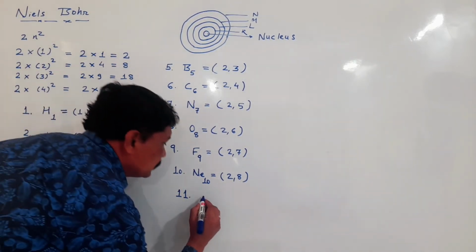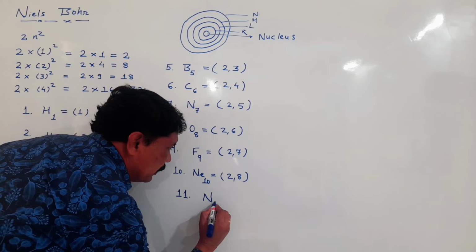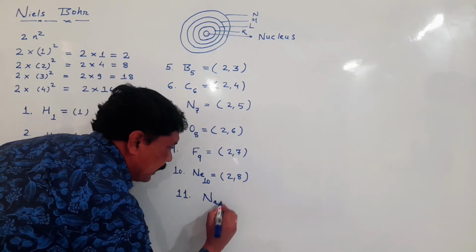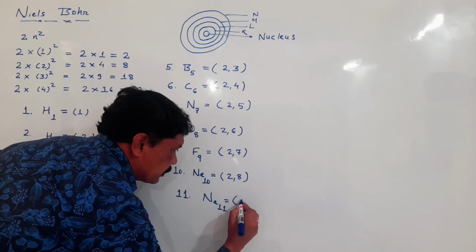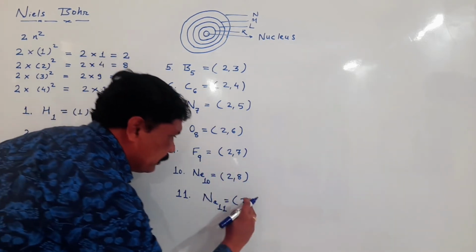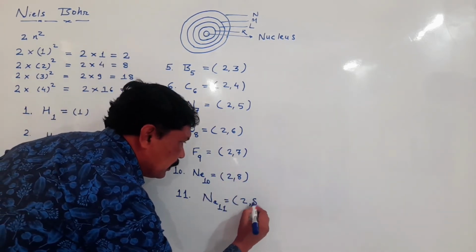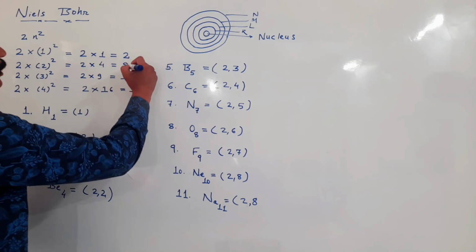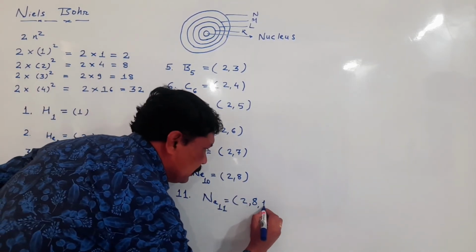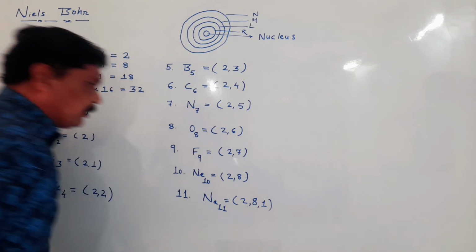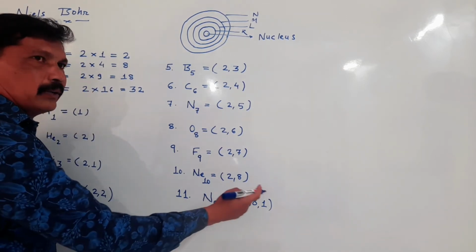The 11th element is sodium and its atomic number is 11 and its electronic configuration will be 2, completely fill first orbit, 8, completely filled, 10, 1 is remaining, we will take it to the next orbit. So the electronic configuration will be 2, 8, 1.